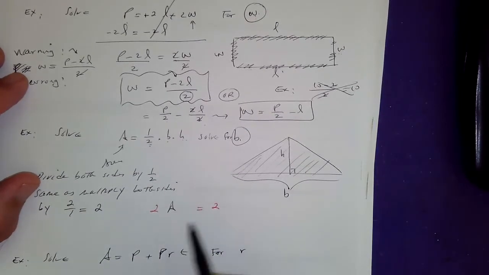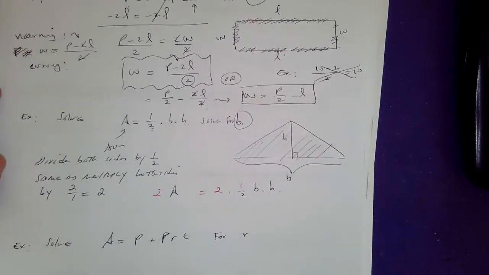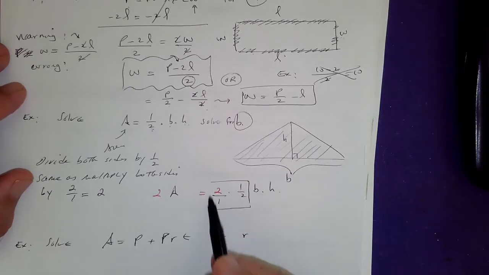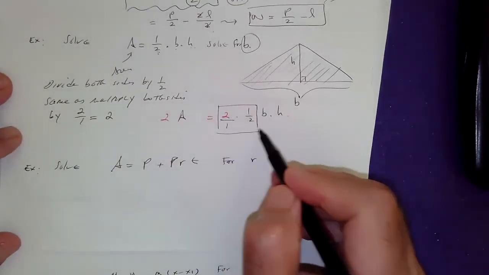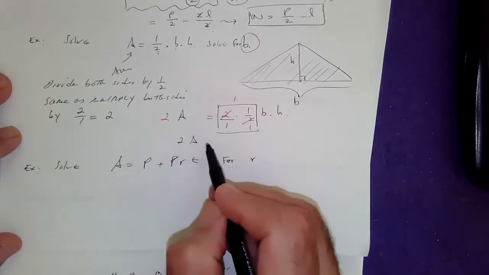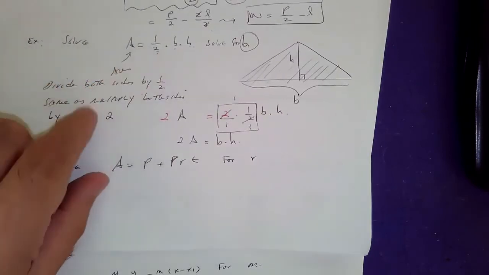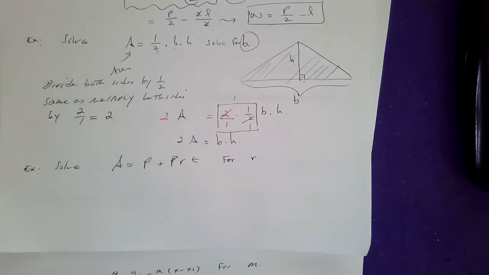So on the left side, I got 2A. Here I got 2 times 1/2, B, and H. Why did I do that? Check this out. Take a look at this portion of the right side. Looks like I'm multiplying 2 fractions. How do you multiply 2 fractions? First, you cross-reduce them, then you multiply. 2 goes into 2 once. So I get 2A is equal to B times H. So I got rid of the fractions. That was the whole idea behind dividing both sides by 1/2, which is the same as multiplying both sides by 2.